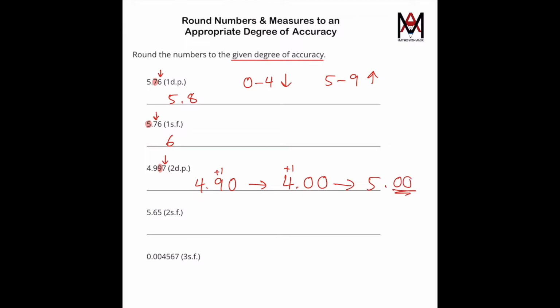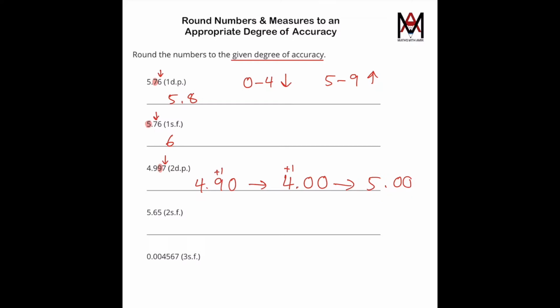I've written the zeros, but it doesn't matter if you don't write them, just for clarification, because we're rounding to two decimal places. I've written the zeros. So here it was tricky because we were carrying the 1 two place values forward. So the final answer is 5.